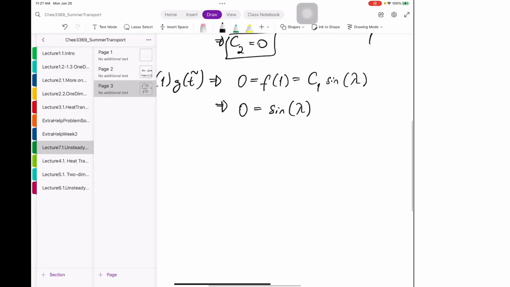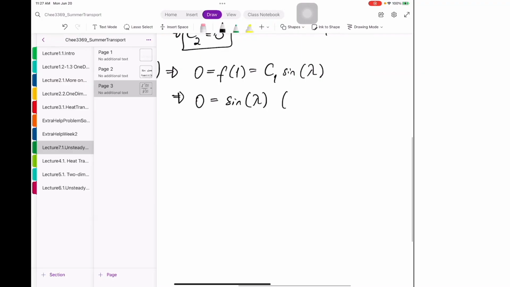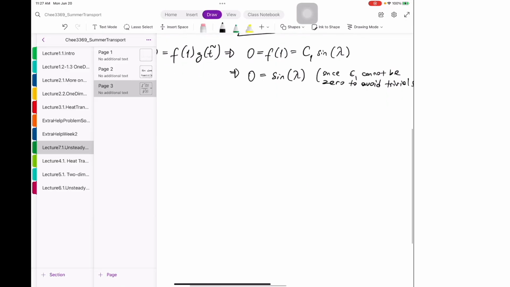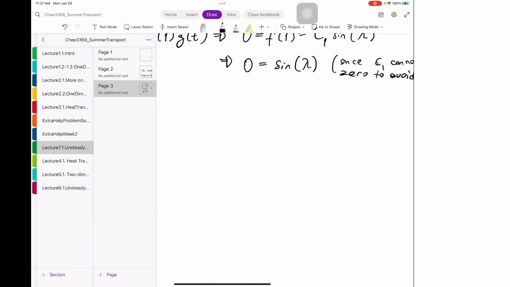Since C1 cannot be 0, to avoid the trivial solution. Okay, good. So how can I make the sine lambda 0? Lambda can be any multiple of the pi, right?